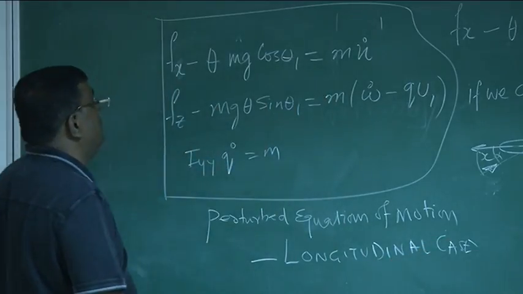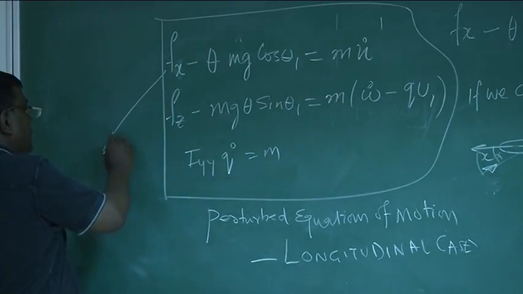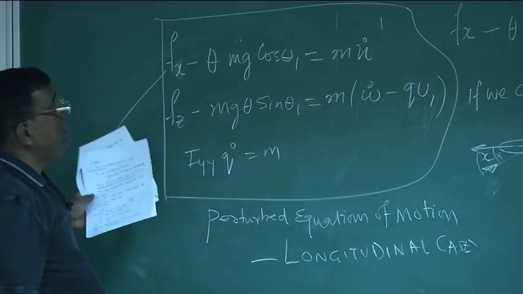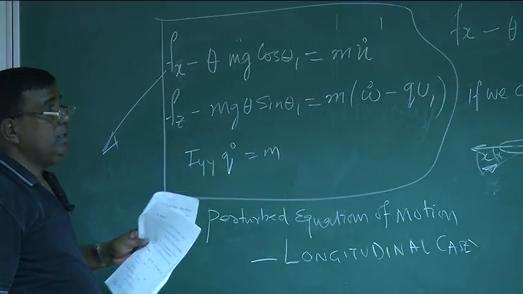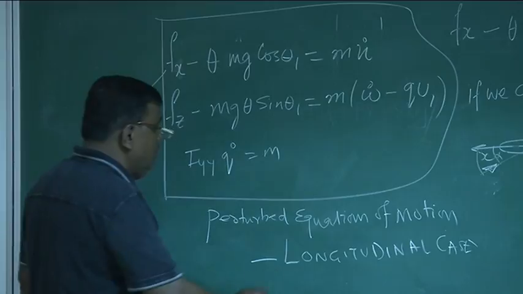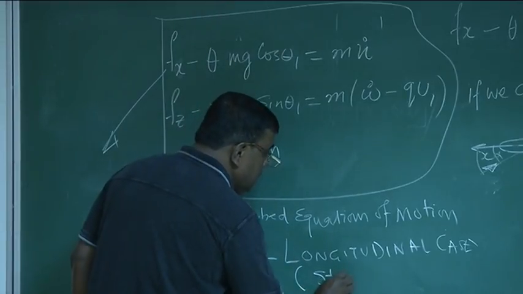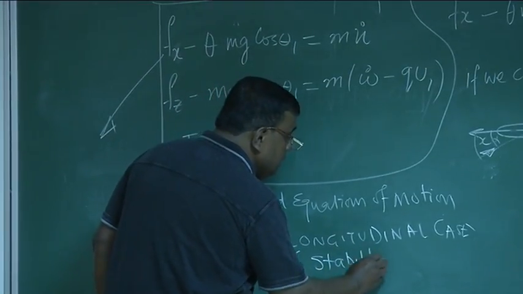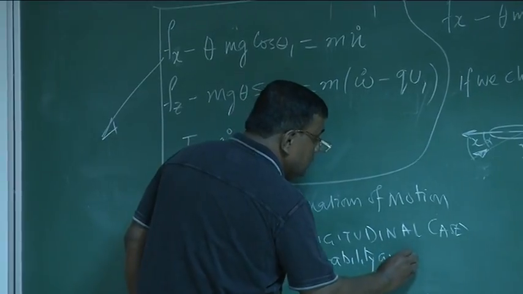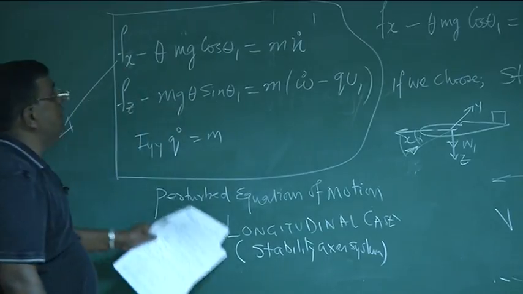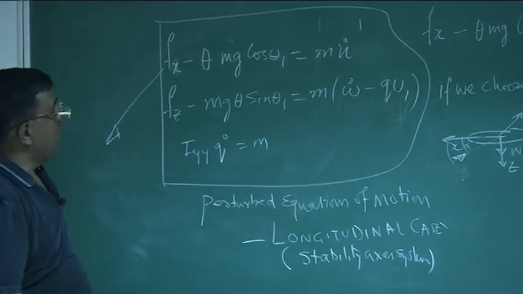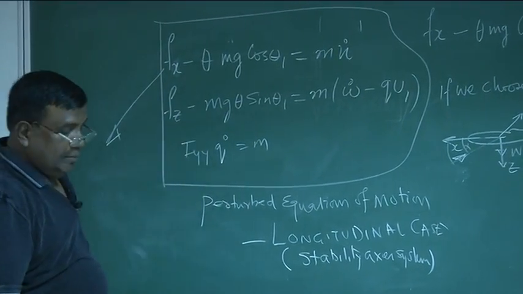Also remember, when we are deriving this first equation, we have assumed that we are writing the stability axis system. The x-axis is pointed toward the velocity vector. So you must also note down stability axis system. This has made this equation simpler. Now this is the equation.